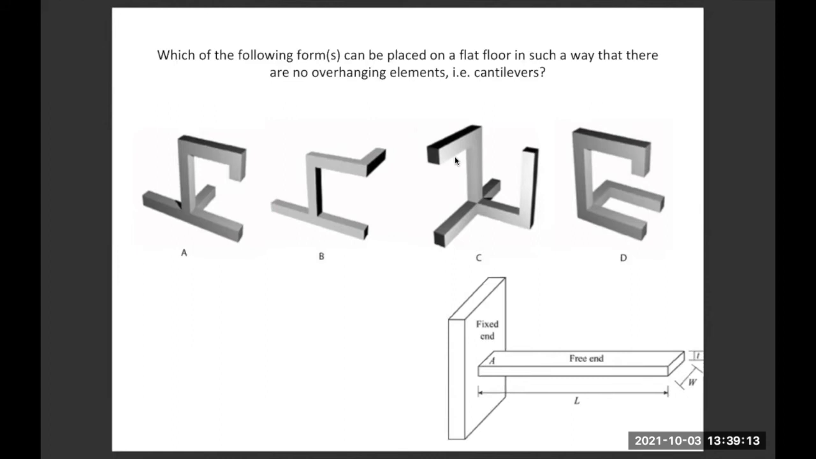So you can rotate, you can arrange them in whichever way you want to, but then you have to find which of these forms can be placed on the floor where no such overhangs are. Which means here one or more options are possible.